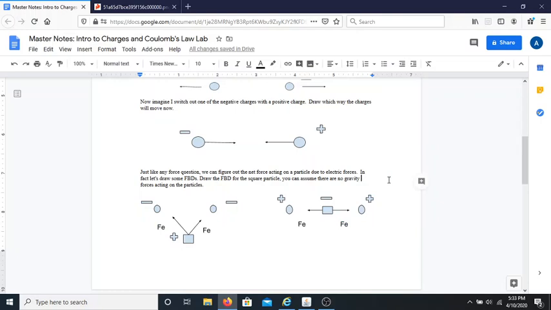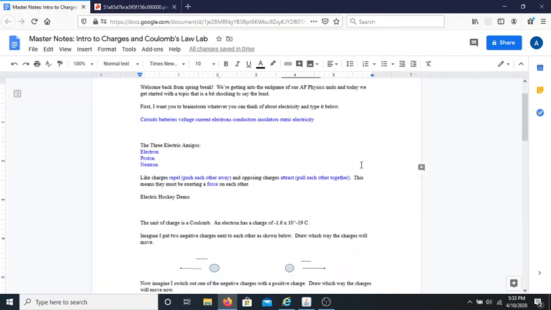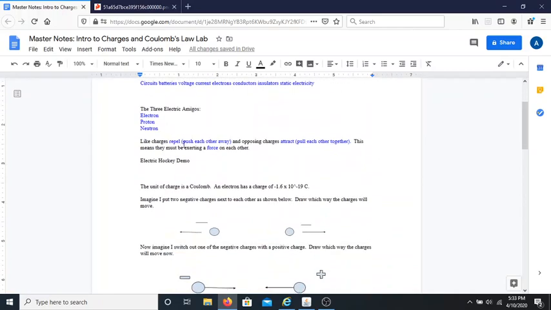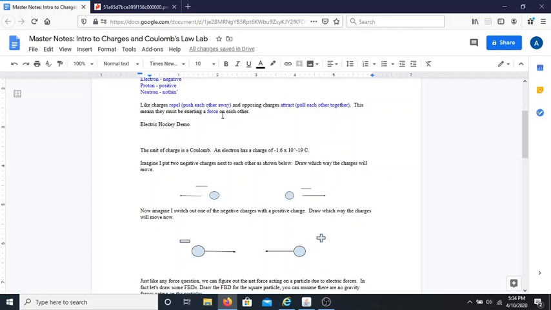So, just to review, this is our first step in the idea of electric forces and electricity. In this case, we're just talking about the idea of electric force. That there are 3 different particles we care about, but only 2 that have a charge. Electrons have a negative charge. Protons have a positive charge. Neutrons ain't got nothing. And that's the way they like it. We know the idea that like charges repel or push each other away, and opposing charges attract each other or pull each other together, and that means they're exerting a force.